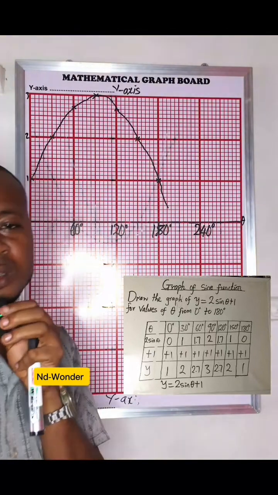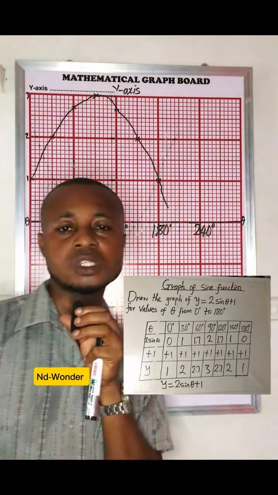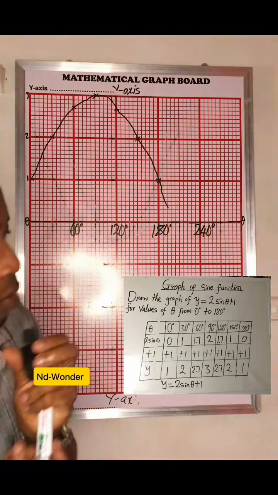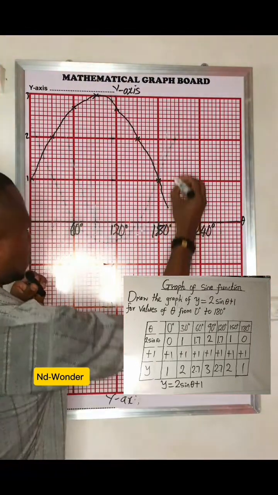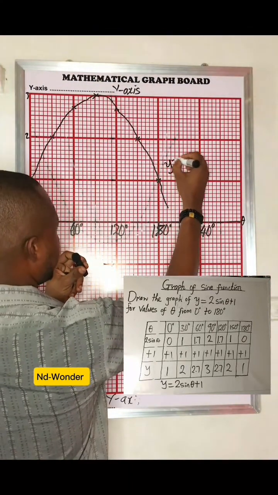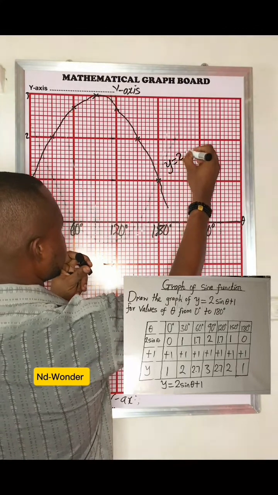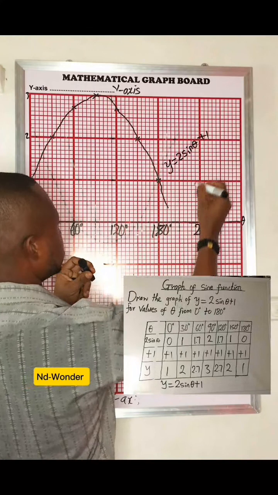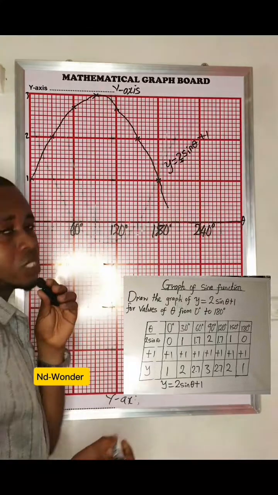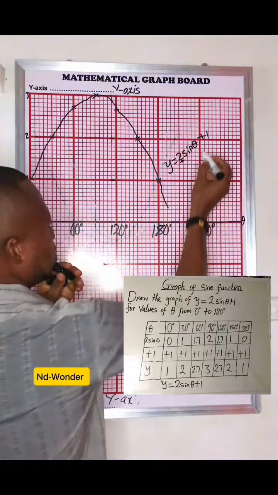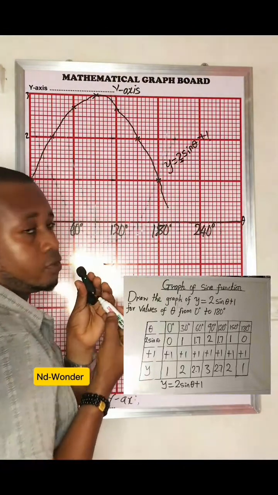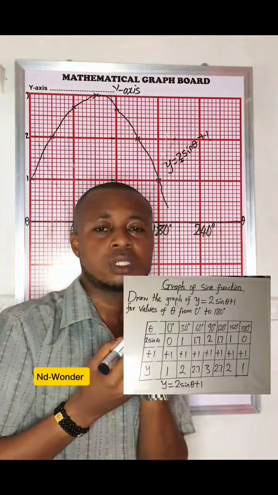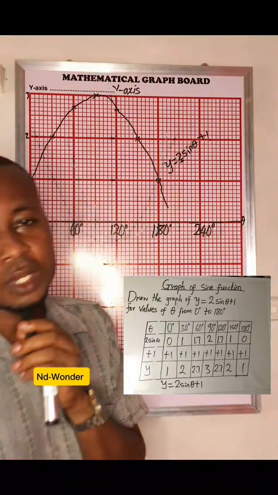Remember, we are talking about y equals 2 sine theta plus 1. The graph of y equals 2 sine theta plus 1, where our 2 becomes the what? Amplitude. Then 1 is the what? The vertical shift. That becomes how we plot our what? Trigonometric graph.